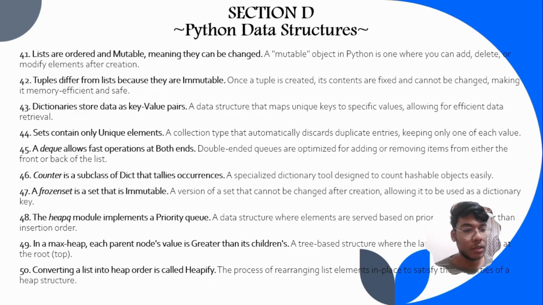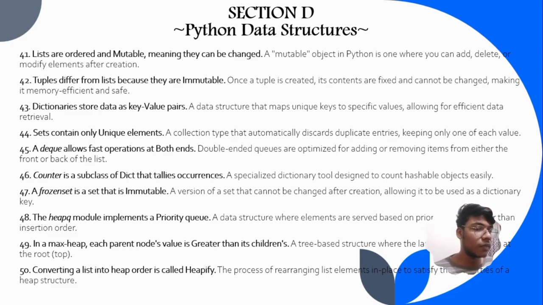The 46th question of section D is about counters. Suppose you want to count how many times the word apple appears in a book. Writing a loop for that is annoying. Python has a special tool called Counter, where you just feed it the data and it builds a dictionary telling you exactly how many times each item appears. Counter is a subclass of dictionary that tallies occurrences.